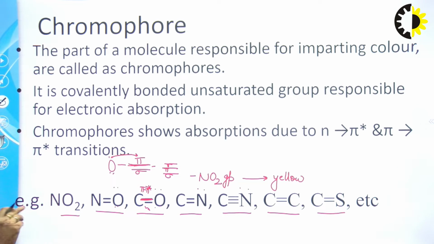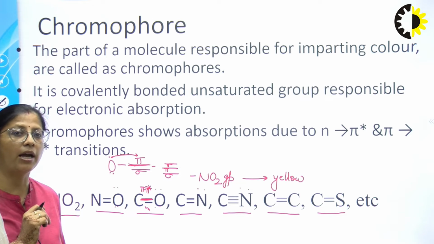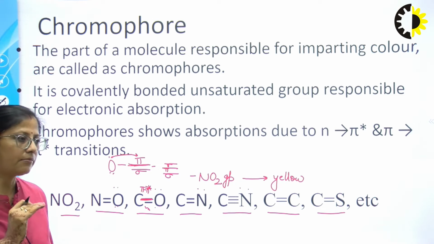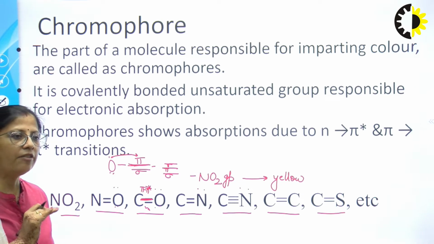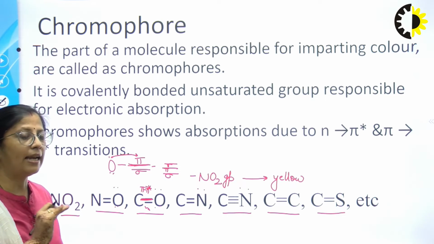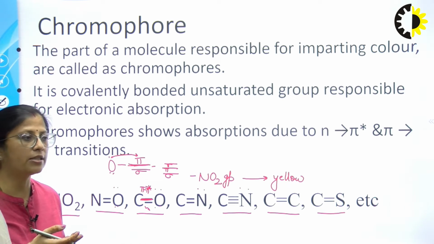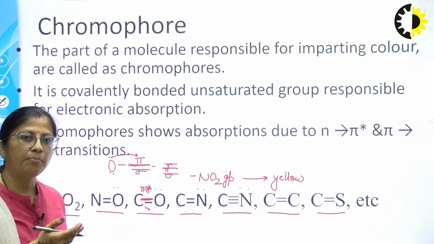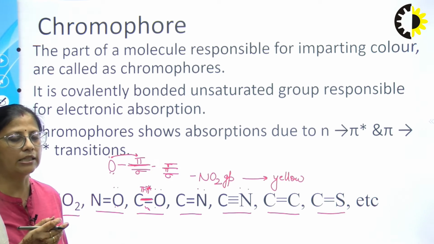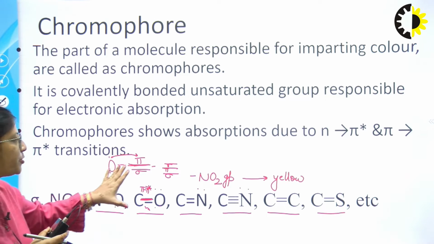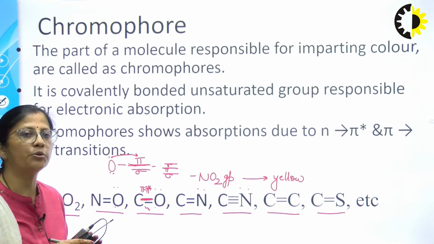As you have seen earlier, n to pi star and pi to pi star transitions require the least energy, minimum energy. Therefore, they generally show absorption in the visible range. If the absorption is seen in the visible range, then according to their absorption they are going to impart color to the compound, because in the UV the light is white, but you see different colors only in the visible range, that is from 400 to 800 nanometers. So, these absorptions generally occur at longer wavelengths. Only then do such groups impart color to the compound.